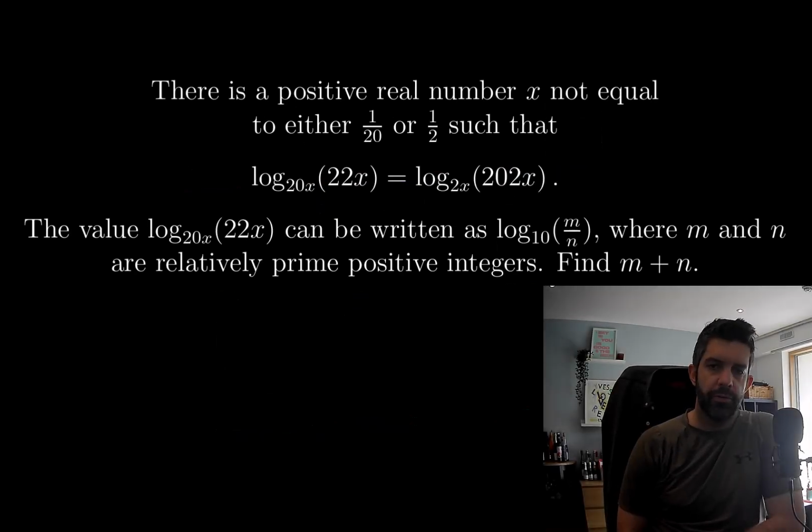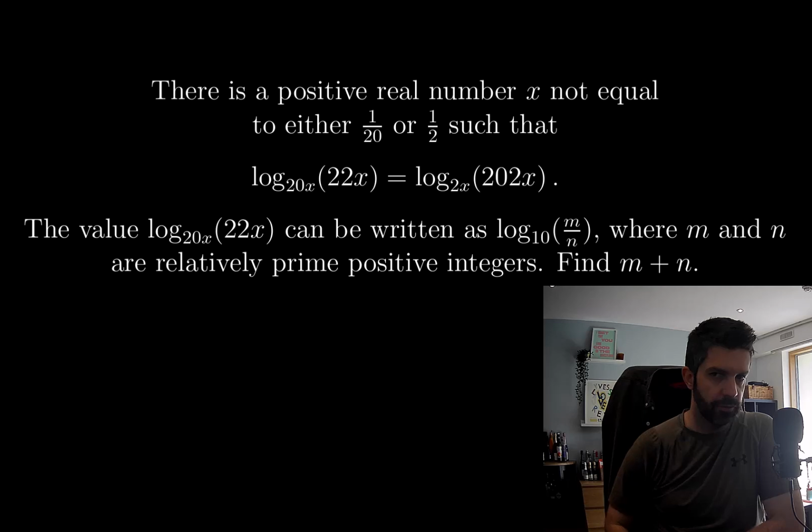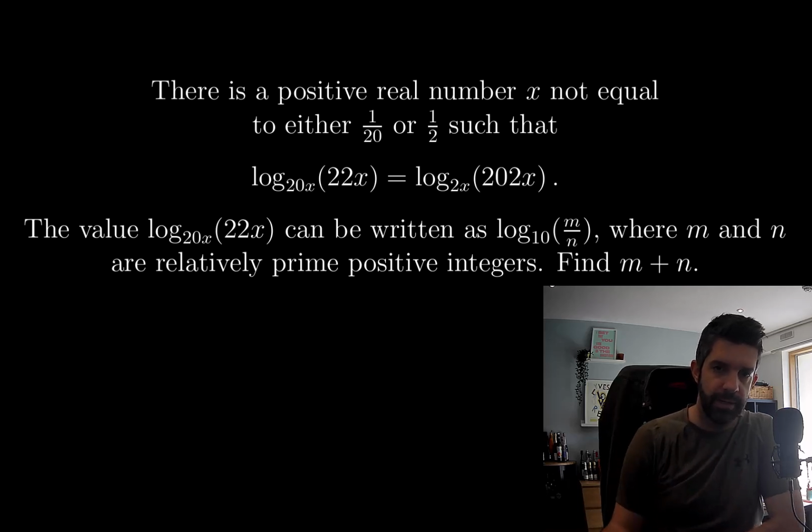There is a positive real number x not equal to either 1/20 or 1/2, such that log base 20x of 22x is equal to log base 2x of 202x. The value of log base 20x of 22x can be written as log base 10 of m/n, where m and n are relatively prime positive integers. Find m plus n.